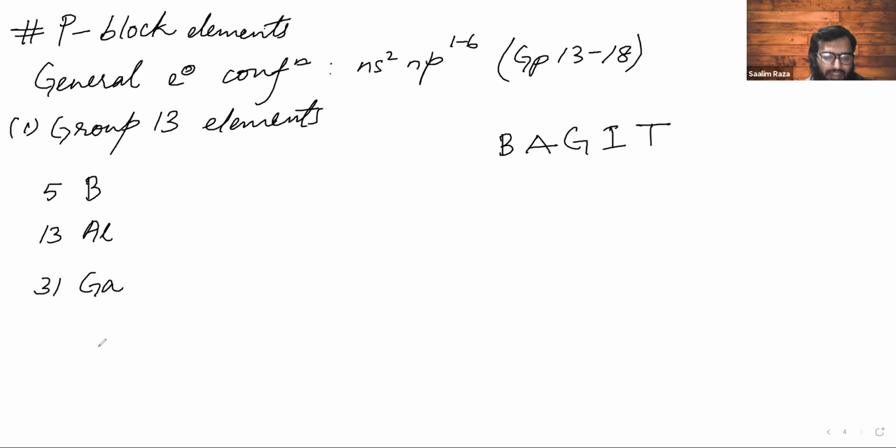Okay, fine. The next is indium, In. The next is thallium. We write thallium as Tl. You should remember the atomic symbols, but you also should know the names. So this will be boron. This will be aluminium. Remember this name. Just keep the indium. This will be thallium.